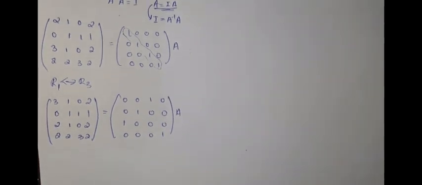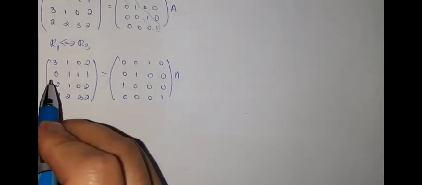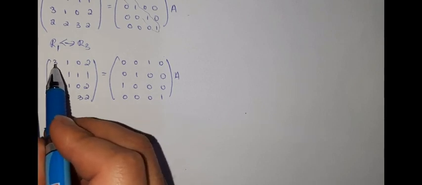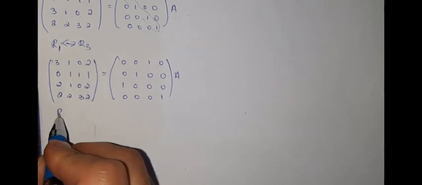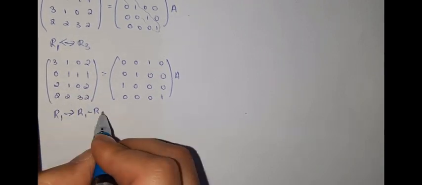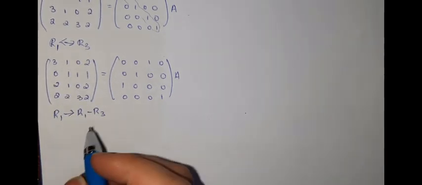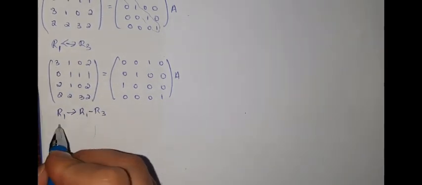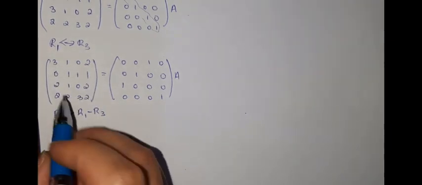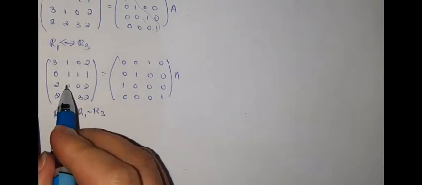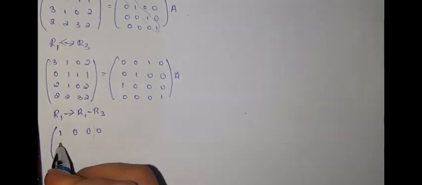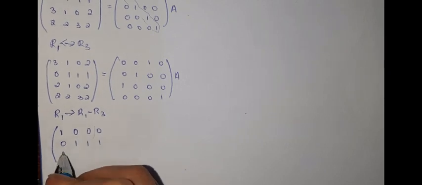Why did I swap, why did I interchange? Because I want to get 1. Now I can apply the operation, that is r1 transforms to r1 minus r3. This is 3, so when I transform, 3 minus 2 will give me 1. So now apply: 3 minus 2 is 1, 1 minus 1 is 0, 0 minus 0 is 0, 2 minus 2 is 0. The others will remain undisturbed.